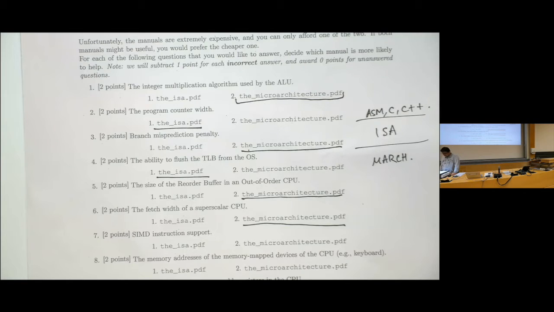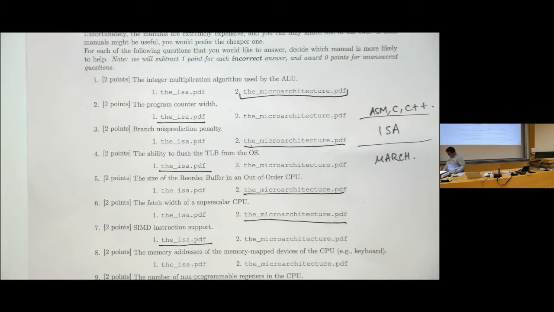And SIMD instruction support. So SIMD is basically a single instruction which operates on multiple data elements. So this is the basis for vector processing, and SIMD needs support in both hardware and software. So you would find mention of SIMD in both the ISA and the microarchitecture PDF. If you want to look at whether SIMD is supported, it would be available in isa.pdf if there is support.